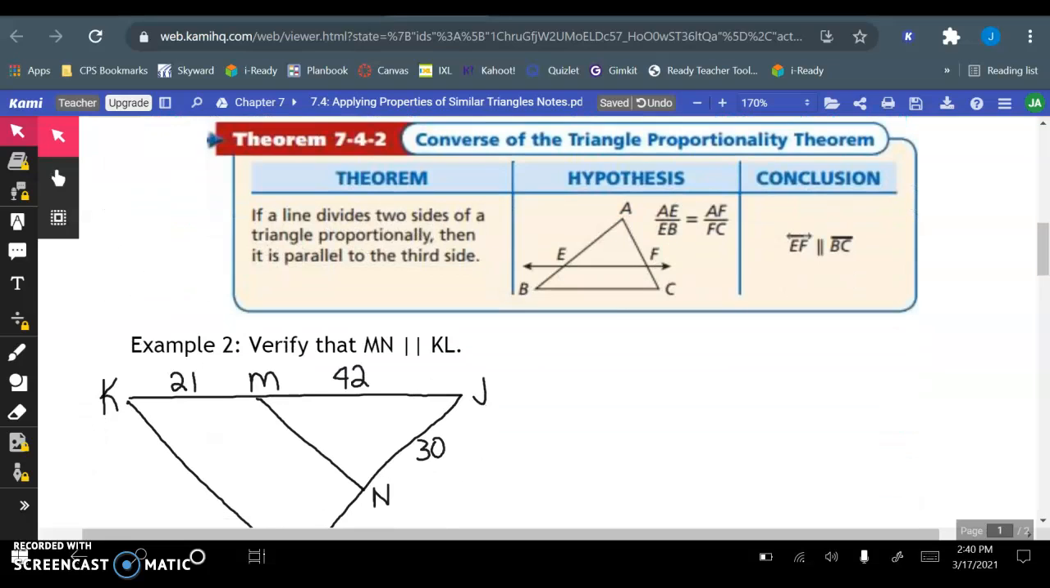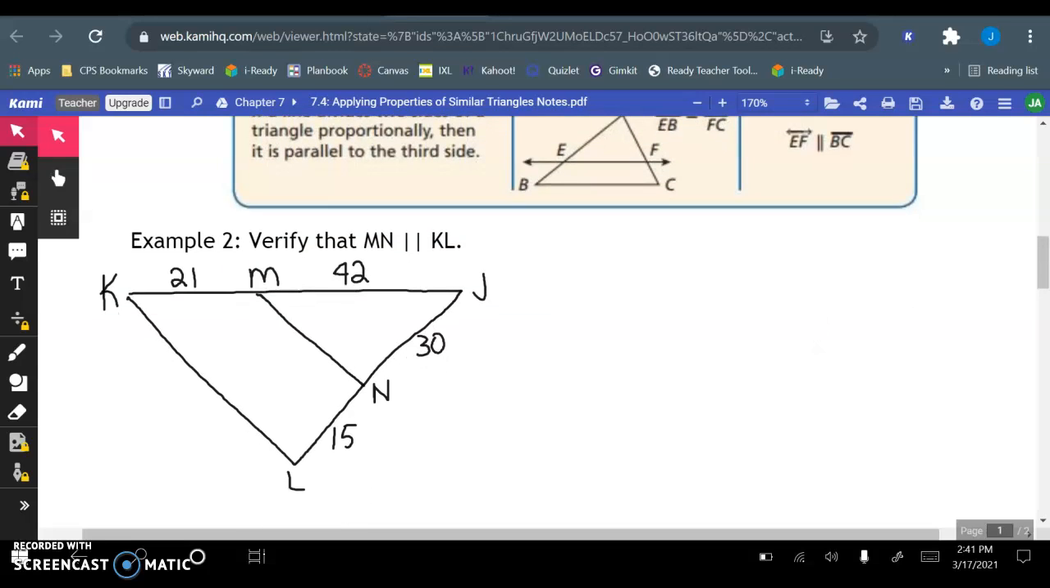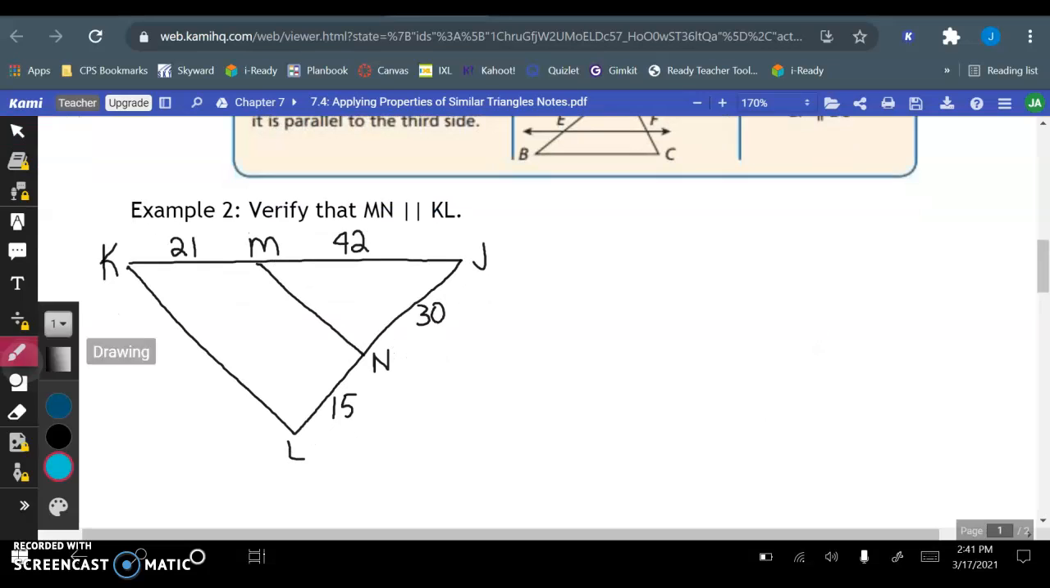The next thing is the converse of that triangle proportionality theorem. And it says if we have a line dividing two sides of a triangle proportionately, then it's parallel to the third side. So if we have proportional sides, then we know it's parallel. So we have to prove that the two sides are proportional, the divisions here. So in this one, we have to verify that MN and KL are parallel.